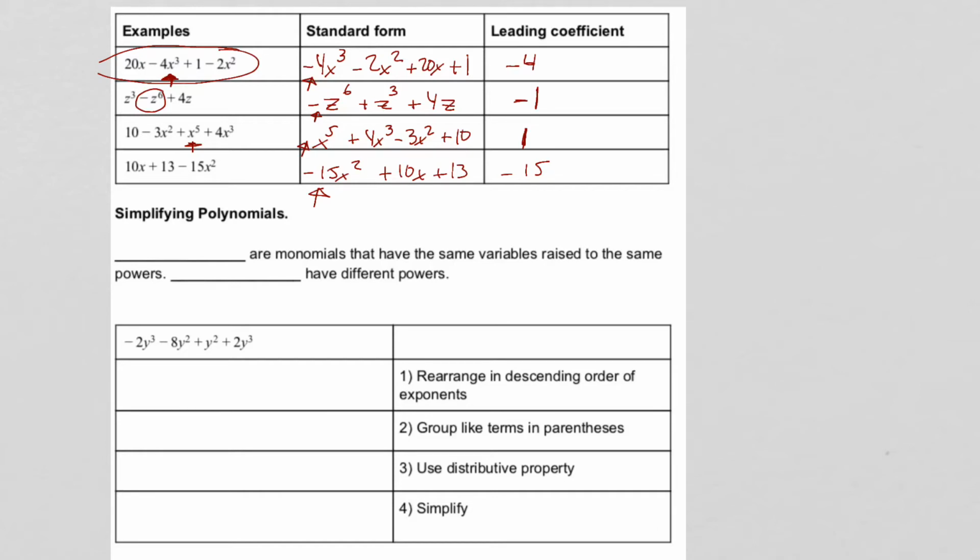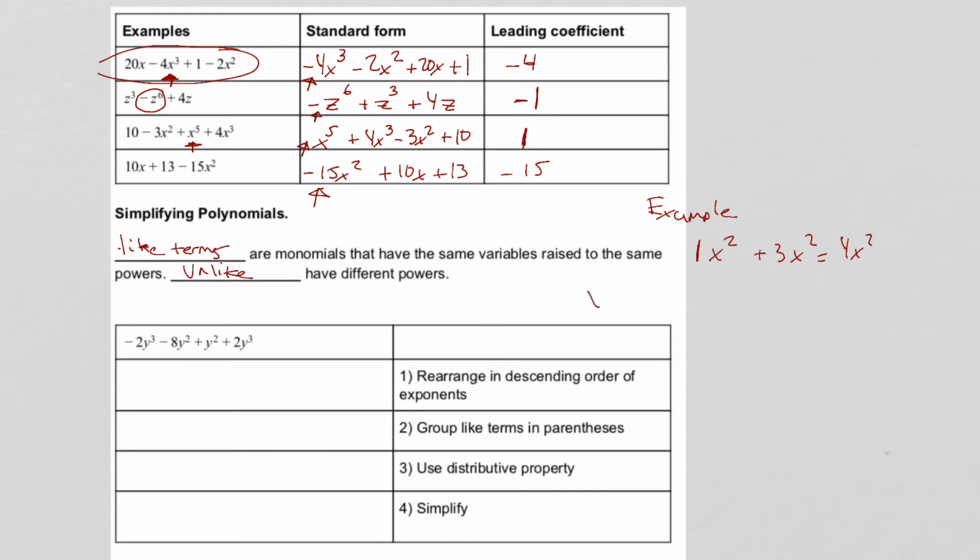Simplifying polynomials. Like terms. You've done this before. This is just like terms on steroids a little bit. Like terms are monomials that have the same variables raised to the same powers. Unlike terms have different powers. And I'm going to give you some basic examples. If I have x squared plus 3x squared, these are like terms, and that's 4x squared. 1 plus 3.